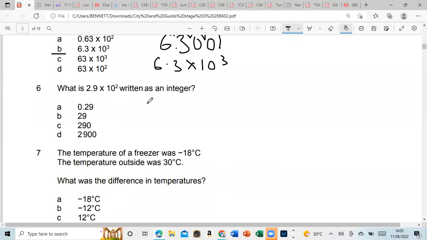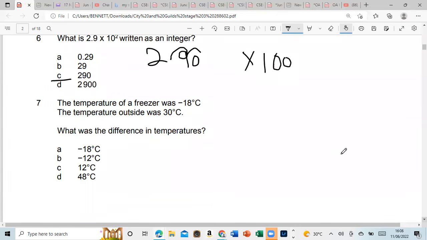2.9 times 10 squared can be written as, so that's 2.9 times 100, right? So I'm going to move 2 places. So this is 1, 2, 3. So that would be C. I'm trying to go as fast as I can because this is a really long paper.